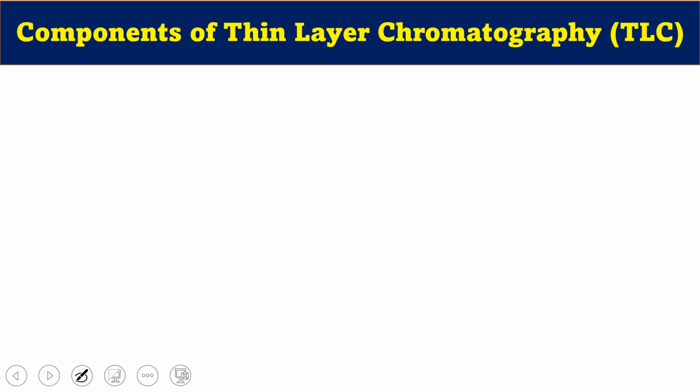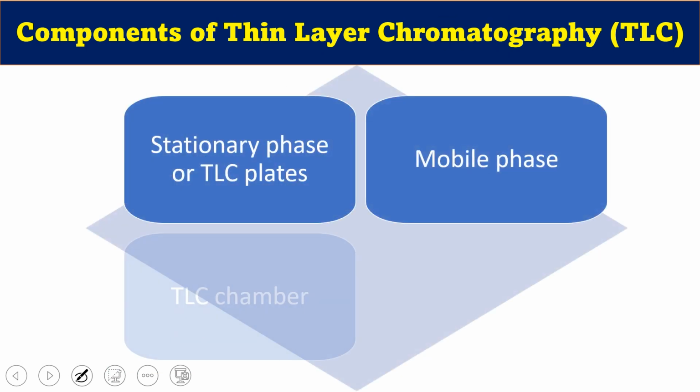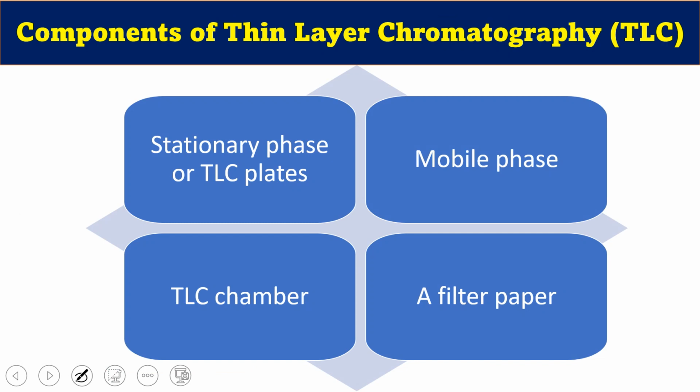So what are the different components we require in TLC chromatography? We require four things. First, we require a stationary phase, that is the TLC plate. Second, we require a mobile phase, that is normally a solvent or mixture of solvents. Then we require a TLC chamber, the place where the TLC plate will be kept in the mixture of solvents, and then the optional filter paper.